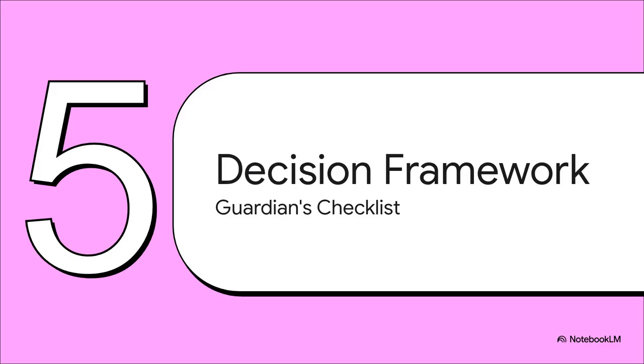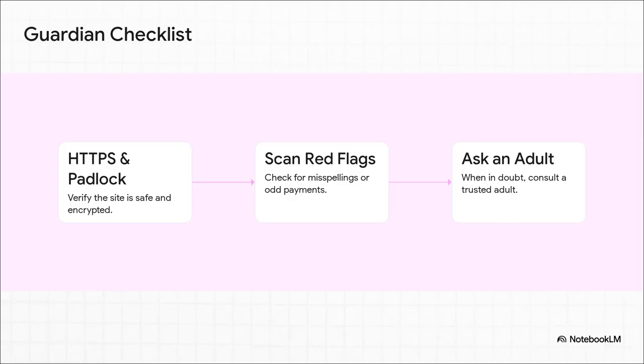And finally, Section 5, your digital decision framework, the Guardian's checklist. Okay, so we can now synthesize everything the text has covered into a fast, highly actionable process. The source provides this really concrete 3-step protocol designed as an everyday decision-making framework. Step 1 demands immediate verification. Before entering any data anywhere, confirm the presence of HTTPS and that little padlock. If it's missing, the protocol dictates you just abandon the site entirely.